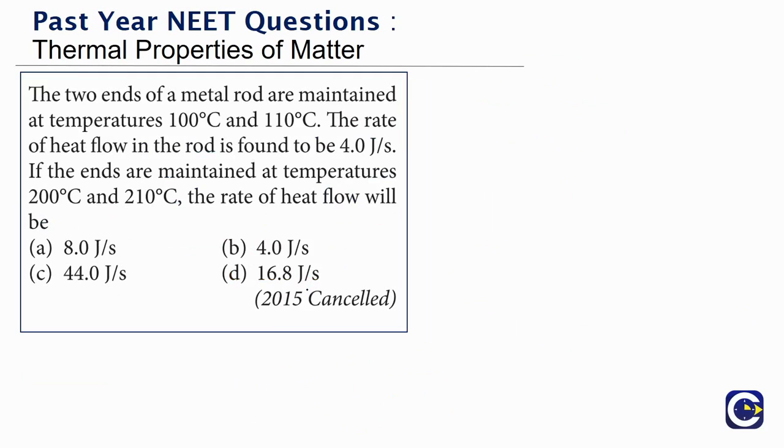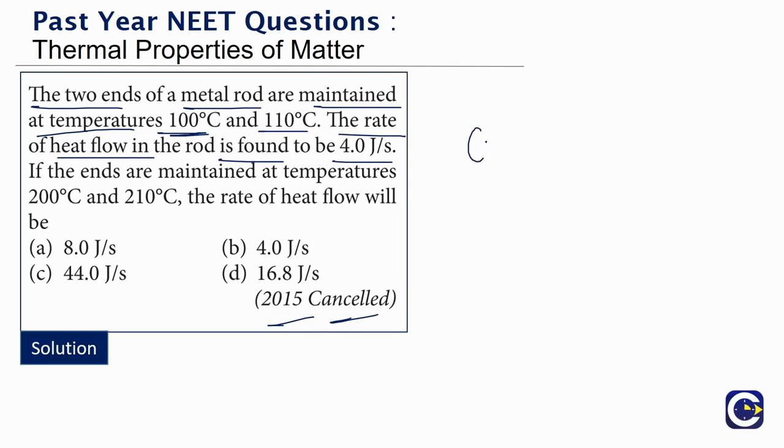Next we have a question based on thermal conductivity. This has come in the cancelled paper of 2015. Two ends of a metal rod are maintained at temperatures 100 and 110. The rate of heat flow in the rod is found to be 4 joule per second. So two ends of the rod, we are maintaining at 100 and 110.